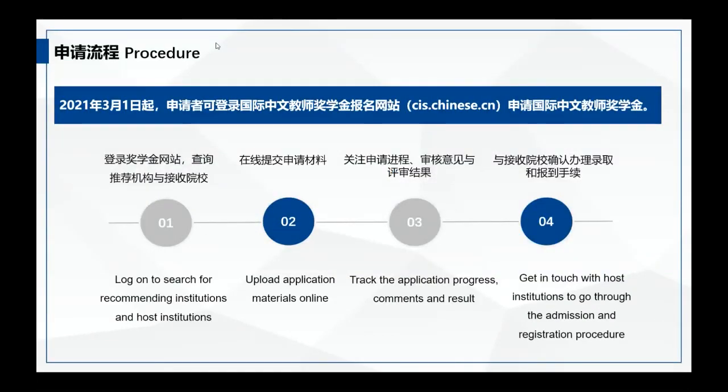The application for this year will start from March 1st of 2021, so we are now processing. The application will be in 4 steps. You could refer to the website ciis.chinese.cn. After submitting the application, you could track the application progress, comments, and result in the system. I have taken the screenshot of the application system, so please have a look.